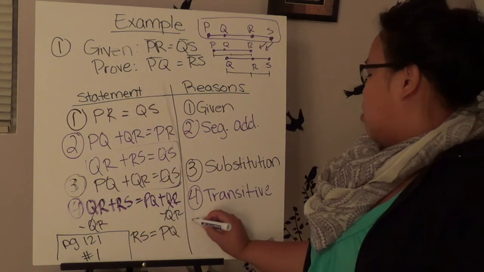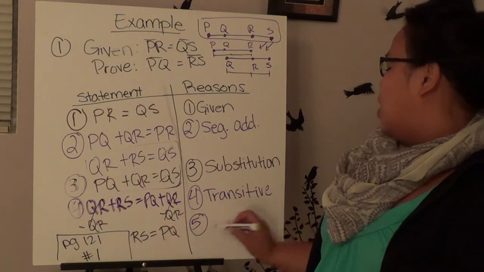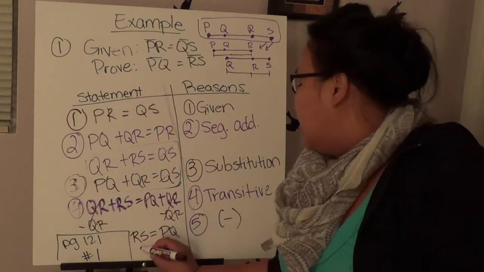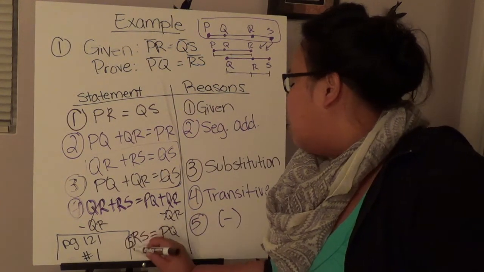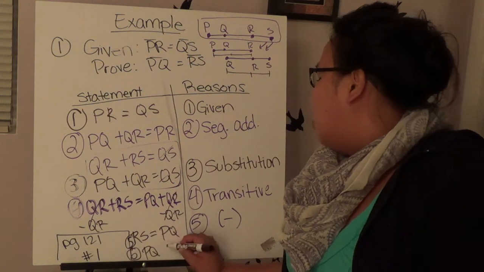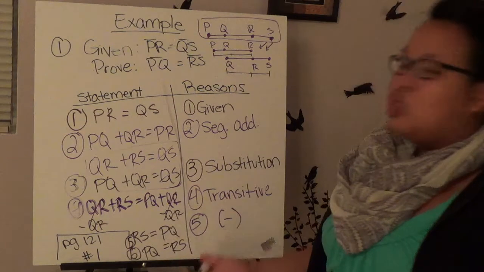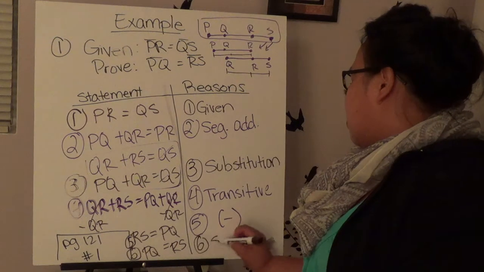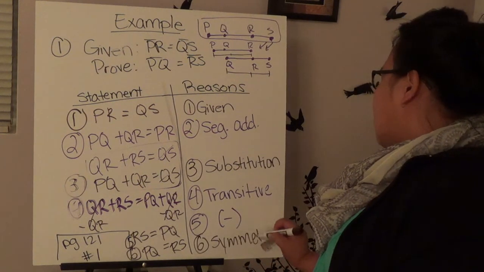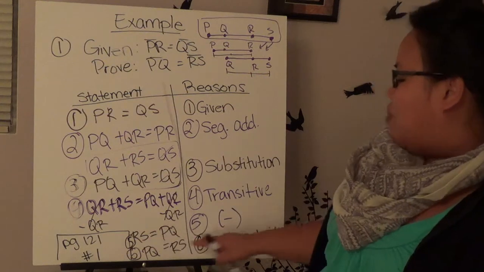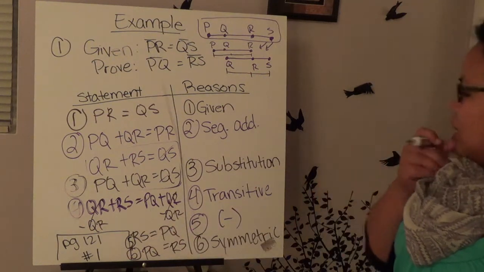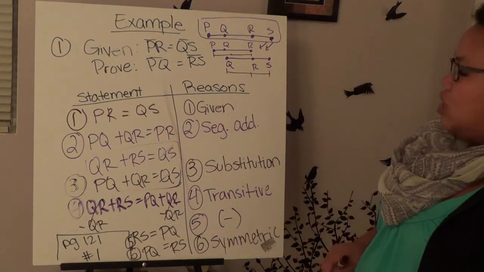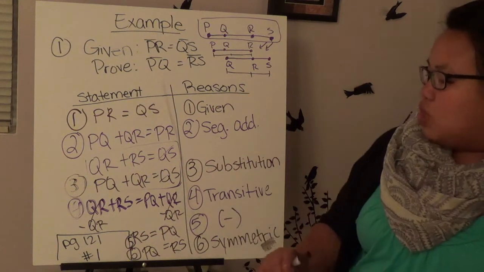Alright? So my next one, what did I do? I subtracted. And since this is RS equals PQ, I can easily switch this and say PQ equals RS, because if I just switch the whole thing, what is that? That is the same thing as saying symmetric. Now, if you just stop here, I wouldn't mind, because RS equals PQ is the same thing as PQ equals RS. The important thing is you understand these steps right here and how I got from here to the last two steps. So go ahead and try it, page 121, number 1.